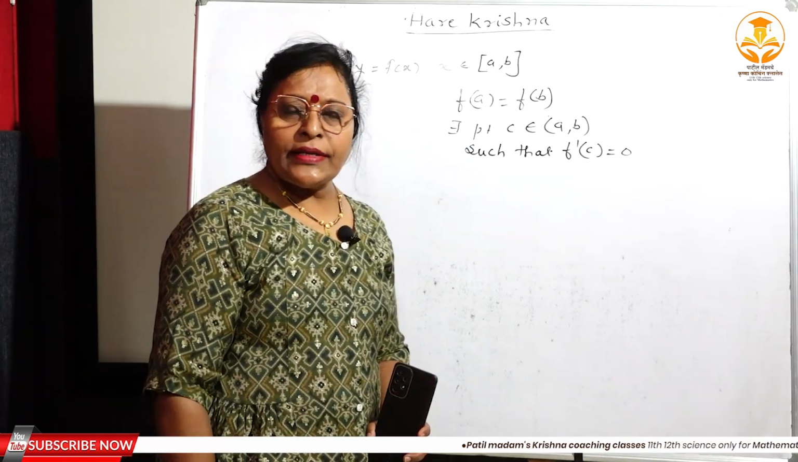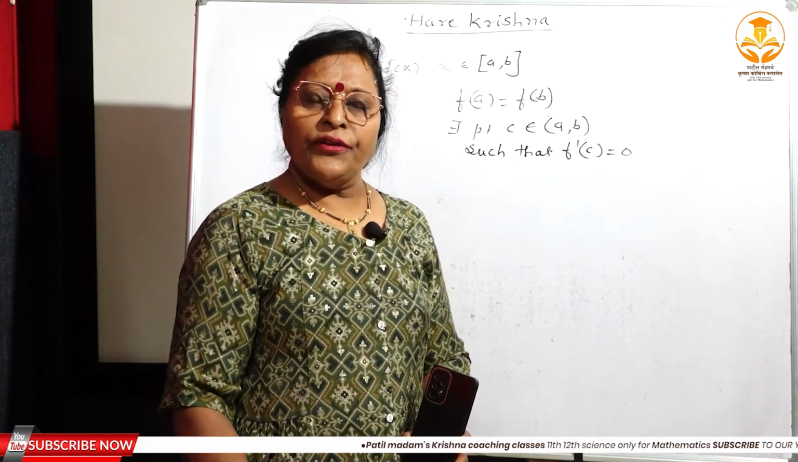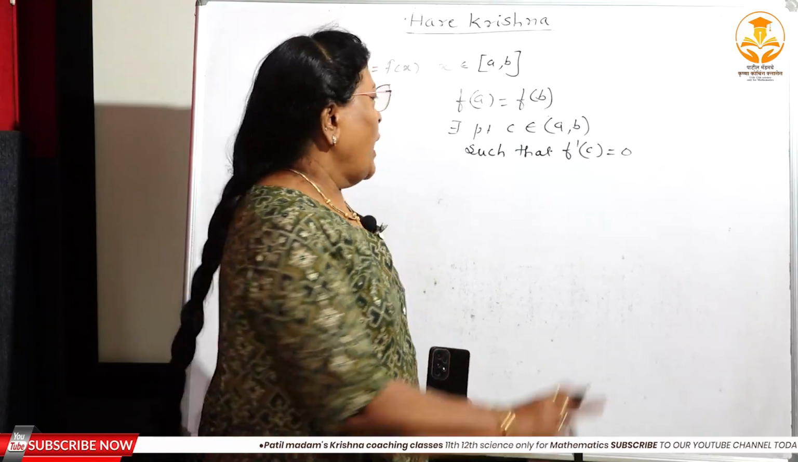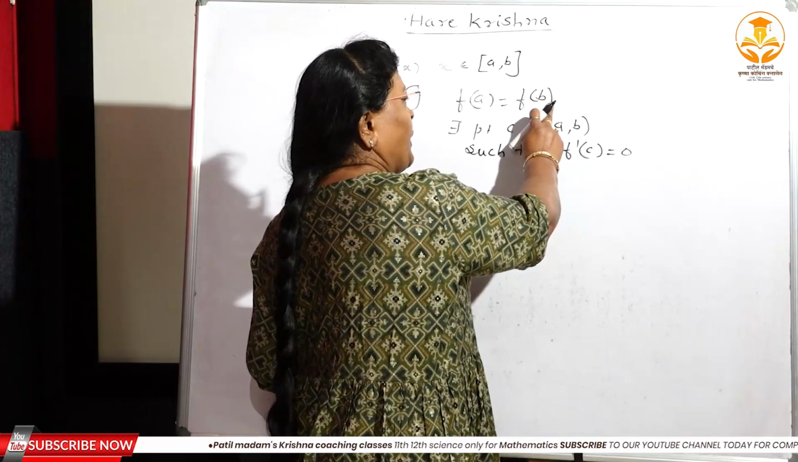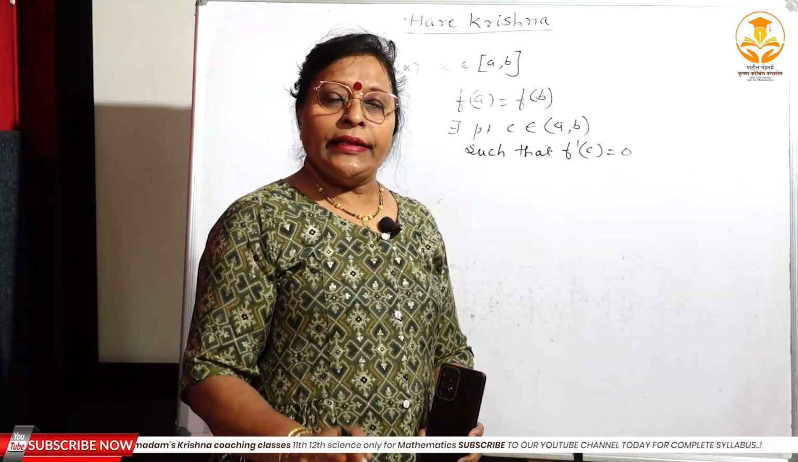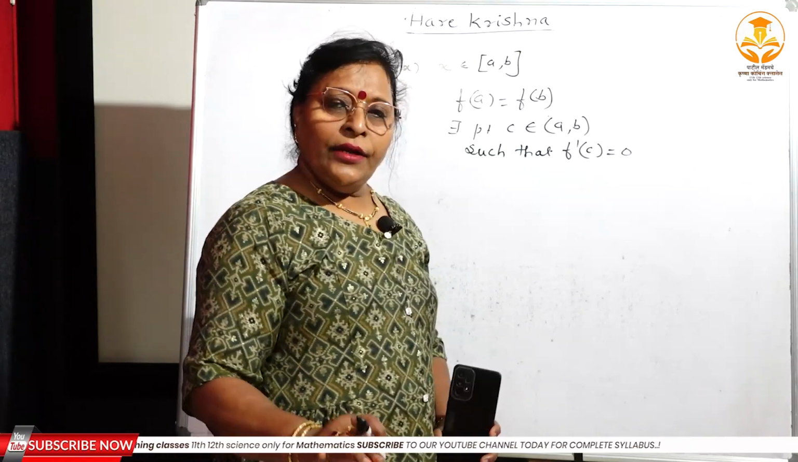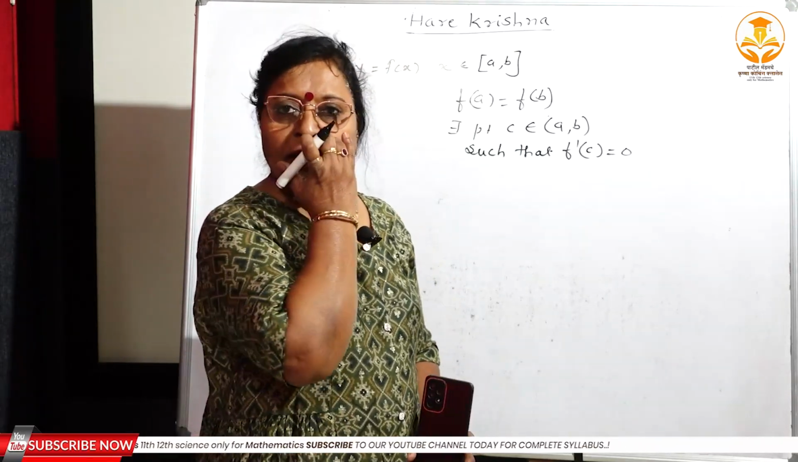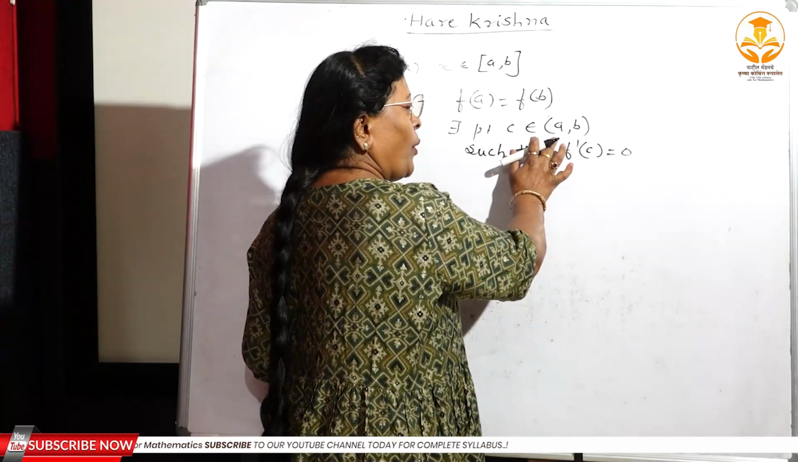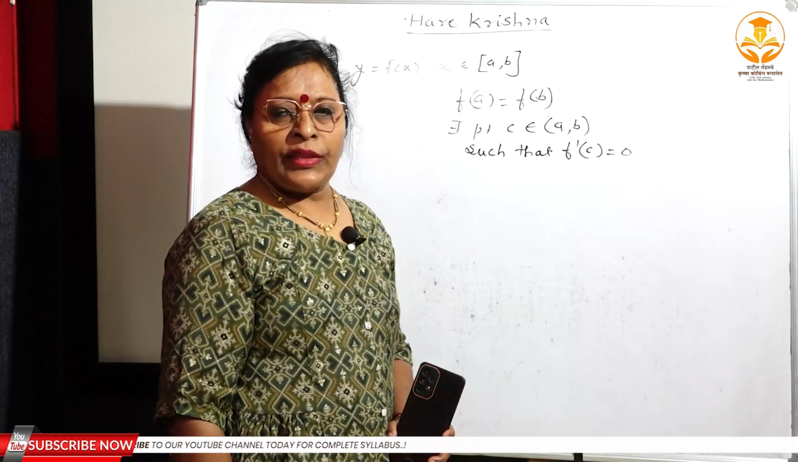When Rolle's theorem gets satisfied, our function must be continuous in a closed interval, and differentiable in an open interval (a, b). Again, if f of a is equal to f of b, then and only then, if these three conditions get satisfied, the condition of Rolle's theorem gets satisfied. And once it is satisfied, then there exists a point c belonging to the open interval (a, b) such that f dash c is equal to 0, isn't it?